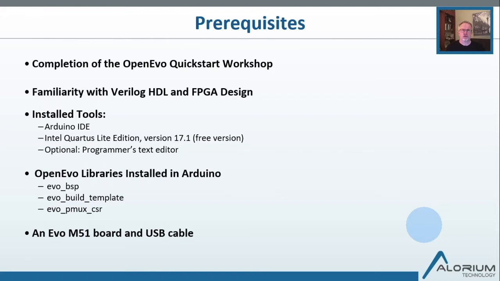In addition to those two, you may want to install the Evo PMUX CSR. That is the XP library for the example design we'll be going through today. And finally, you're going to need an Evo M51 board and a USB cable to connect it to your computer.